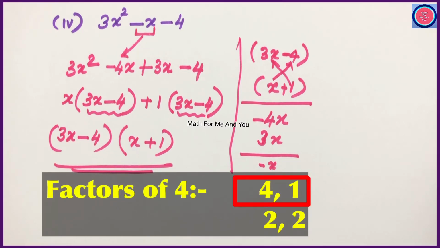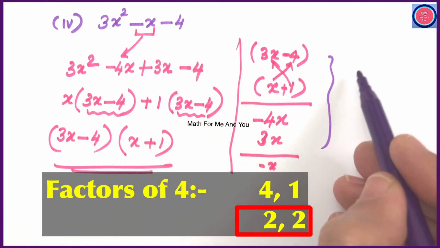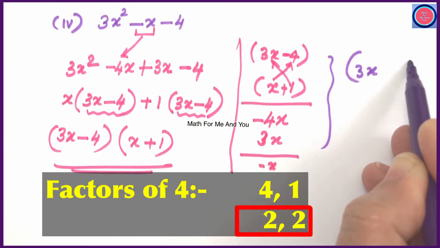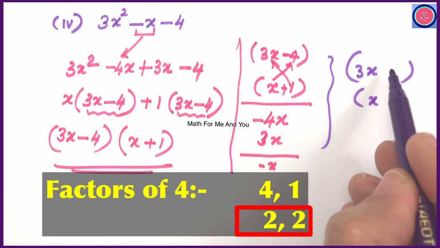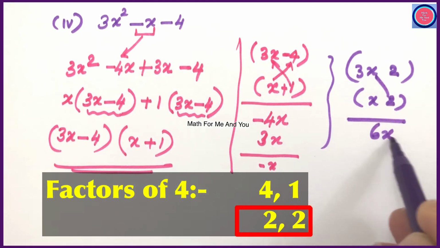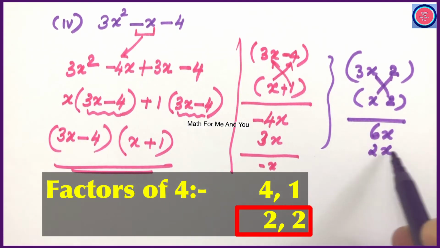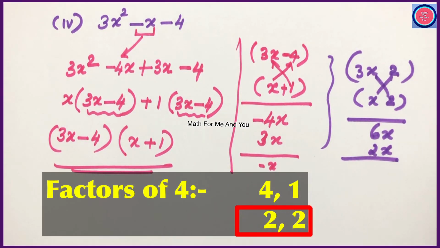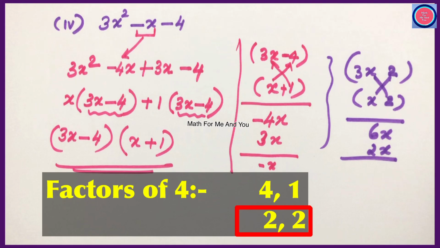Instead of 4 and 1, if we try with 2 and 2, what happens? Do we get the same x term or not? We can check. 3x and then 1x. So this time we try with 2 and 2, the factors of 4, 2 and 2. Cross multiplying we get 3x times 2 is 6x, x times 2 is 2x. If we do addition or subtraction, we don't get minus x. What it means? It means we cannot select 2 and 2 here. The correct pair 1 and 4. So we have to choose 1 and 4 as the correct pair.